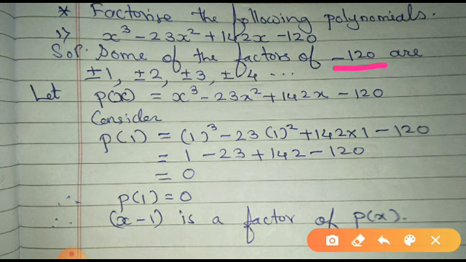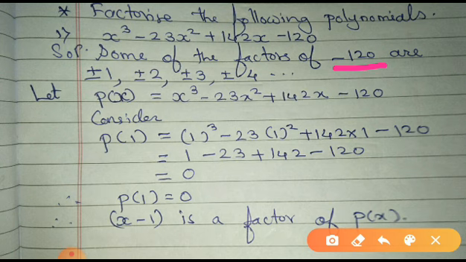So what we have to do is, we have written the factors plus or minus 1, plus or minus 2, plus or minus 3, plus or minus 4 of what? Of minus 120. Now from that I have written p of 1. This is nothing but the trial and error method. So I have found p of 1, and here I have got it as 0. If p of 1 is 0, that means which will be the factor?